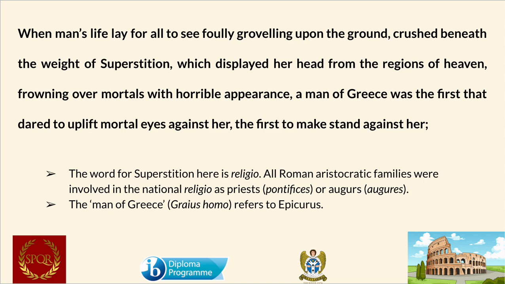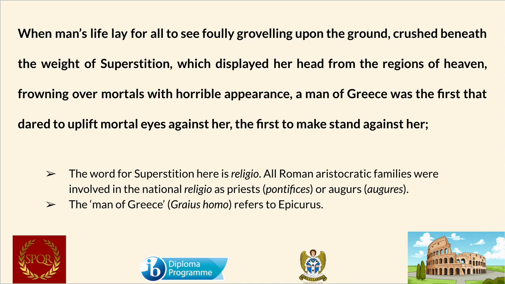Lucretius is talking about humans being crushed beneath the weight of superstition, or religio in Latin. So he's basically saying religion is a bad thing. And this is very controversial because in ancient Rome, of course, most of the aristocracy, the wealthy, were involved in religion. In a different way from in modern Britain, it was something everyone was involved in, so that the rich would be priests or augurs or something.